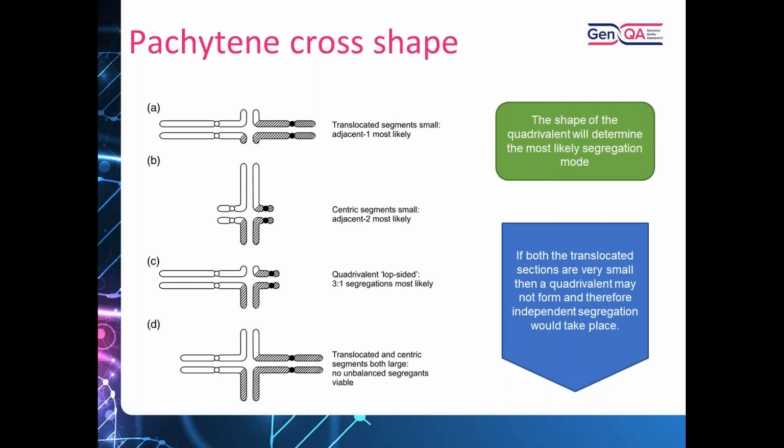So it's important to have a look at the shape of the quadrivalent and how that might influence what products you're actually expecting to see. This is especially important during PGT.